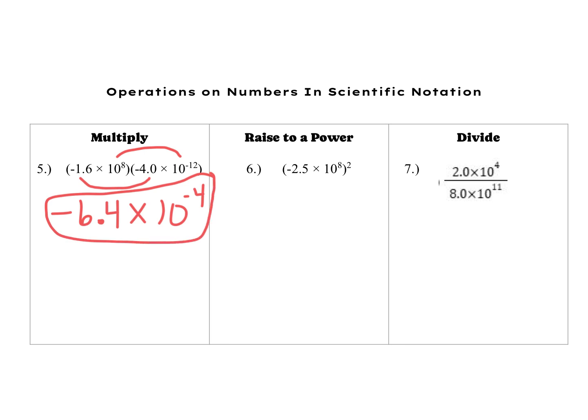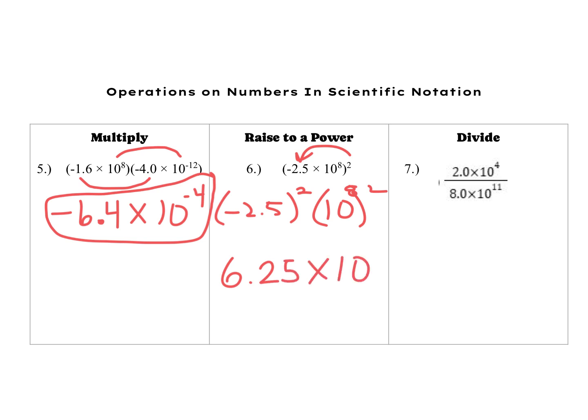So then the next one, raising a power to a power. All I'm doing is I'm taking negative 2.5 to the second power, and then I'm taking 10 to the 8th to the second power. So negative 2.5 times negative 2.5 is the same as doing 25 times 25, except we've got 0.5 and 0.5, so we move our decimal point back 2 places. So that is going to give me positive 6.25 times 10, and then 10 to the 8th to the second. You just multiply your exponents, which is 16. That answer is in scientific notation, so we are finished.